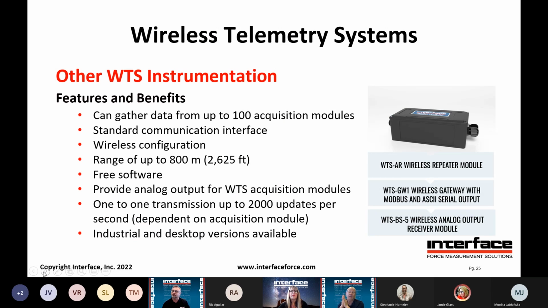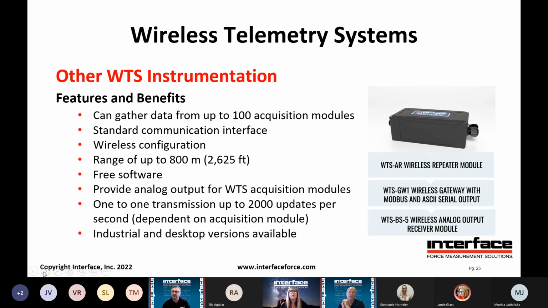So we have a lot of other devices. If you go to our website, you can see it. Like I said, quite an extensive offering of wireless solutions. And just to the right, we feature a couple of ideas, parts that we have: active repeaters that can strengthen the signal, and gateways and analog output receivers. What they can do is gather data from up to 100 acquisition modules, and that would be for the gateway in this case.